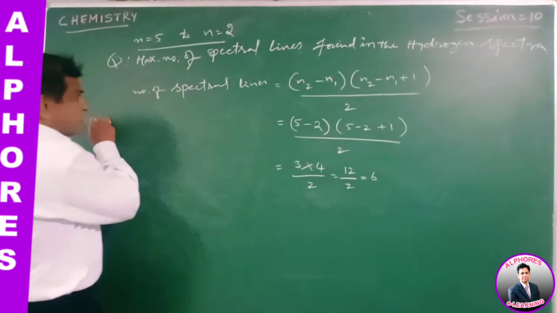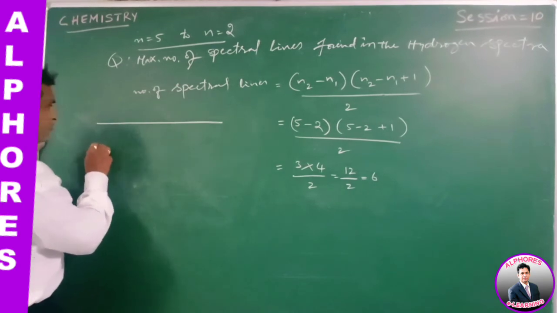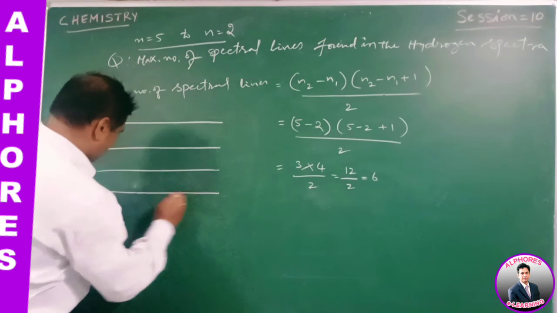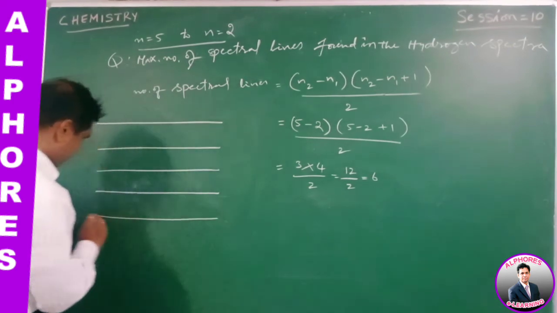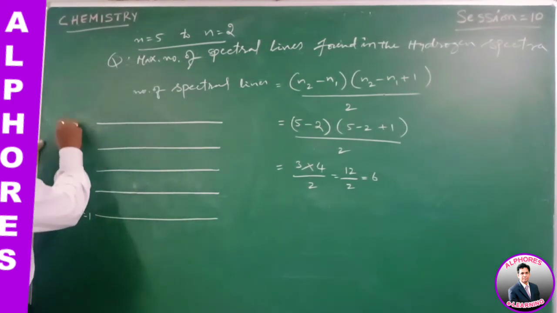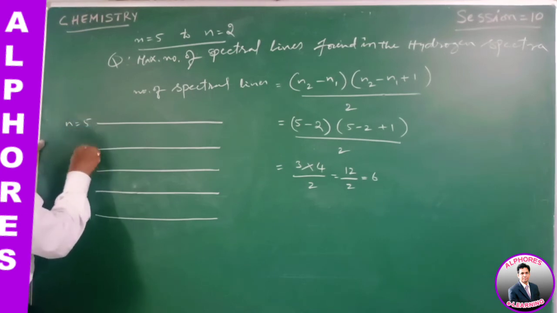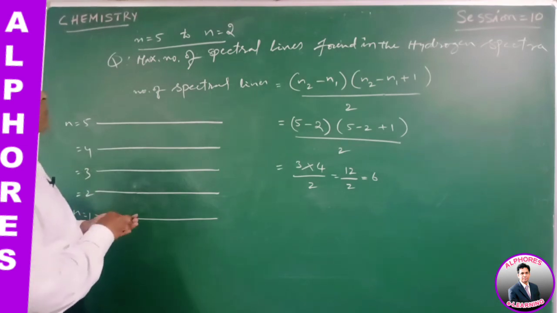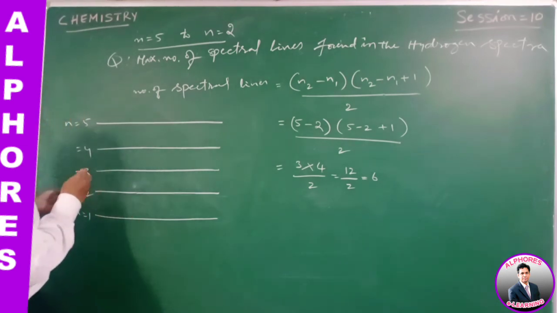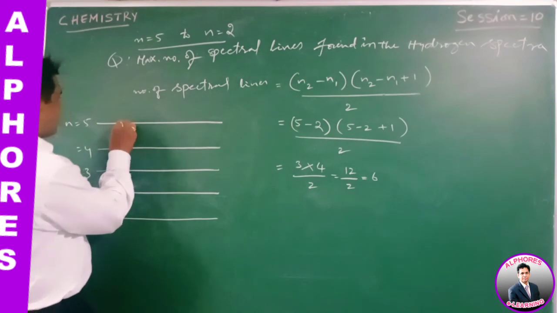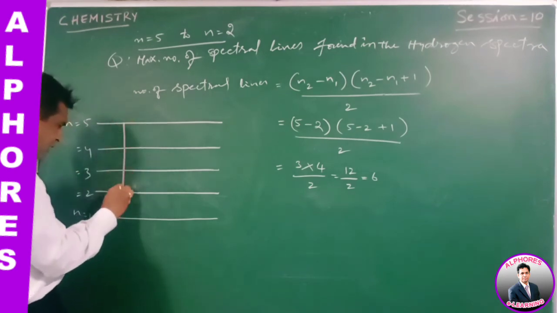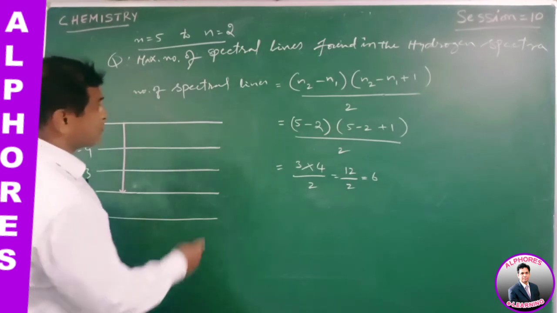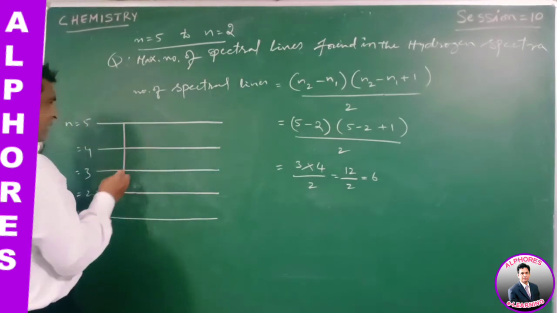And how the 6 spectral lines we can identify in the spectra? n is equals to 1, n is equals to 5, 4, 3, 2. Now the electron is coming from 5th orbit to 2nd orbit only. So from 5th orbit, it is de-excited to only 2nd orbit. Okay, it is like this. How many spectral lines are formed? Maximum number of spectral lines. That is 1. Next.